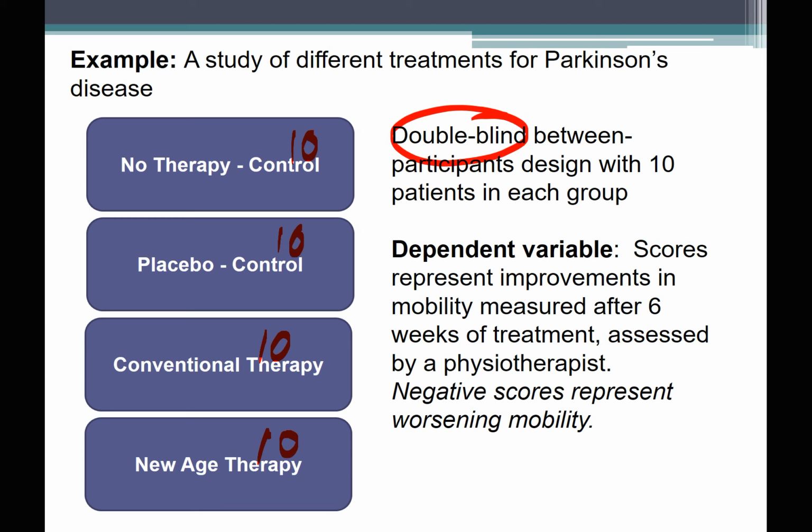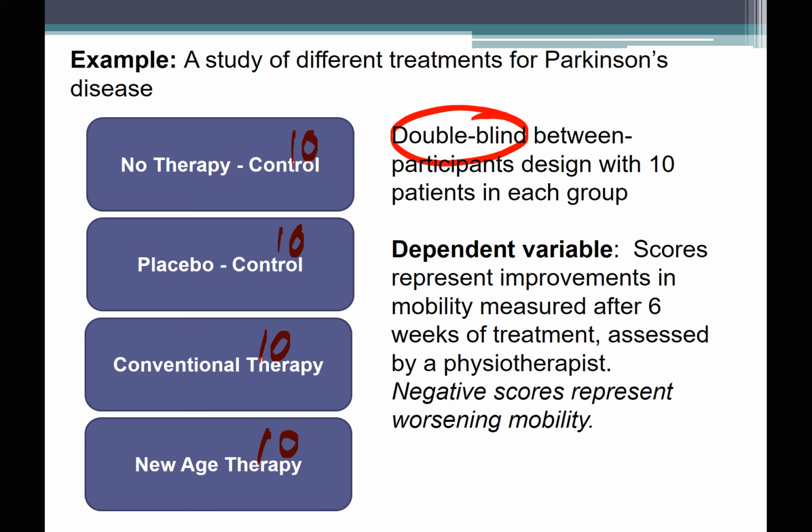Okay. So our dependent variable here is that they are assigned a score from a physiotherapist, and the score represents the improvements that the physiotherapist has seen in their mobility measured after 6 weeks of treatment. So it's important to note that if a patient gets a negative score, that means that their mobility has actually gotten worse over the time period.